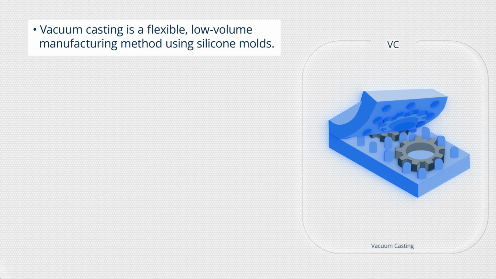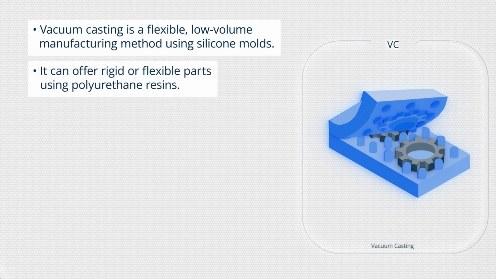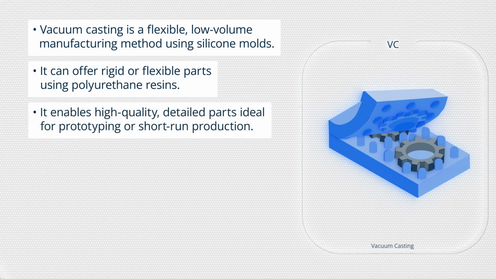Let's recap what we learned from this video. Vacuum casting is a flexible, low-volume manufacturing method using silicone molds. It can offer rigid or flexible parts using polyurethane resins. This enables high-quality, detailed parts ideal for prototyping or short-run production.